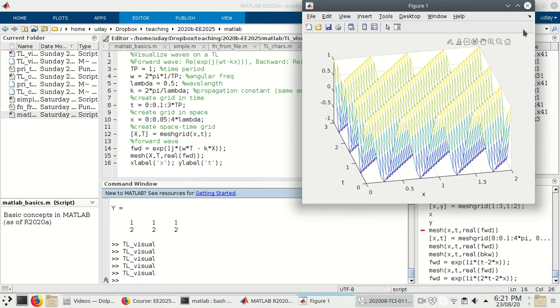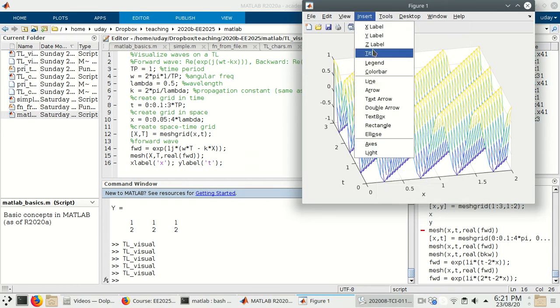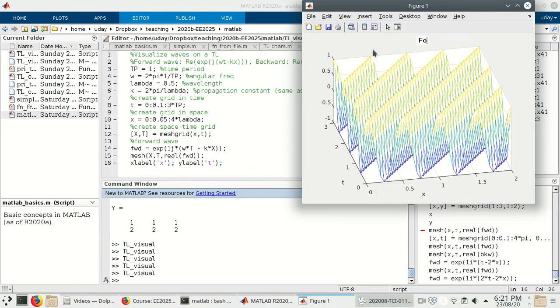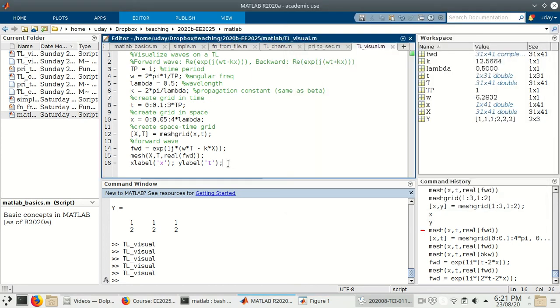Okay, so let's also give it a title. We can insert a title. So let's call this a forward wave. I can specify this from the command line also. It's up to us. Okay, now let's create a backward wave.